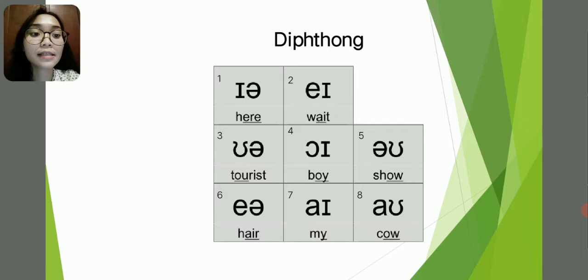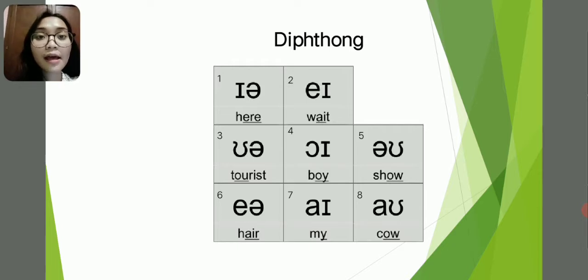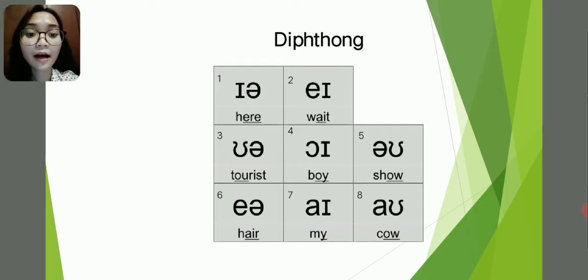The next is air, for example, hair. The next is i, for example, my. The last is ow, for example, cow.